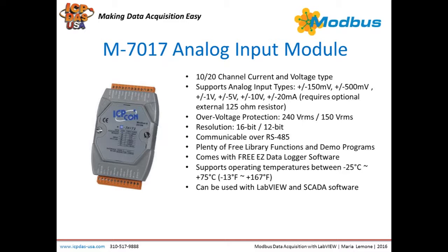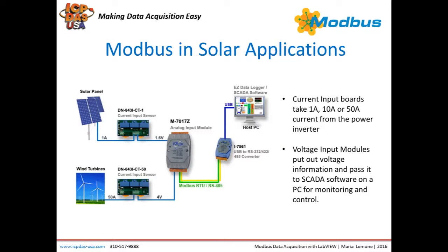An example of a current and voltage input module communicable over Modbus RTU is our ICP-M7017Z. It can be easily used with LabView through the Modbus RTU driver for data acquisition projects and has 10 differential or 20 single-ended analog inputs. It supports 16-bit resolution for normal mode, which is 10 samples per second, and 12-bit resolution in fast mode, which is 60 samples per second.